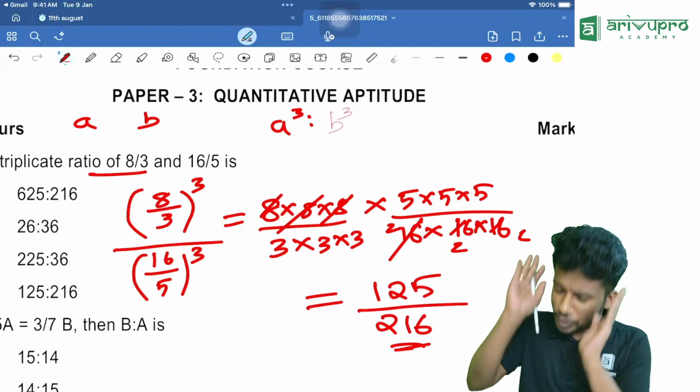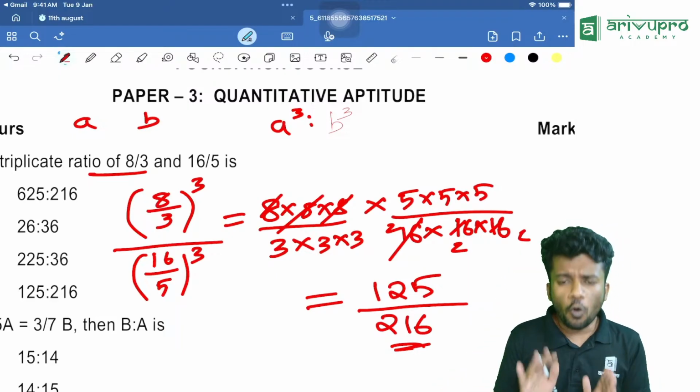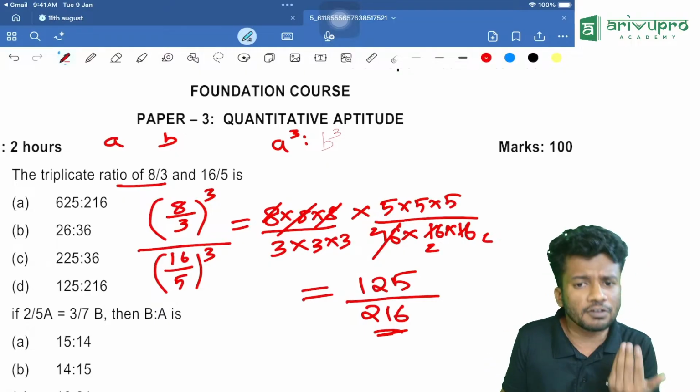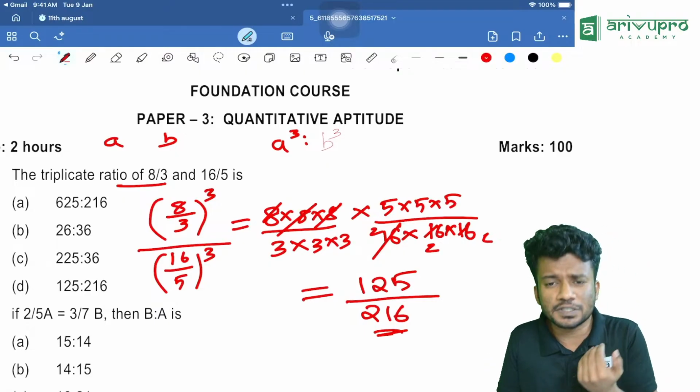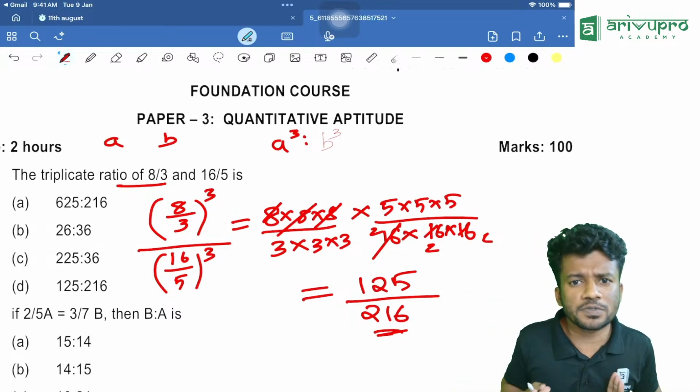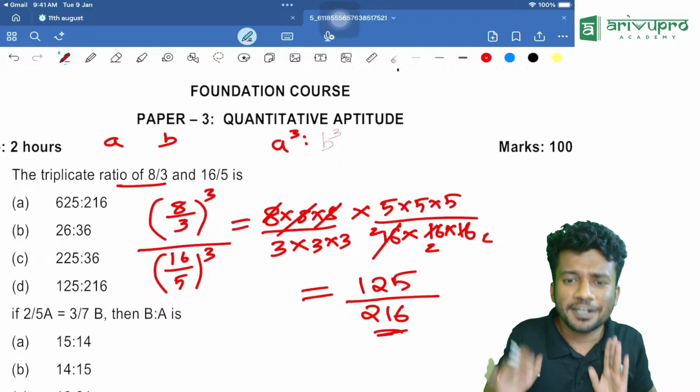This is a conventional method. You can always use your calculator to find the answer. Find the decimal value of 8 by 3, find the decimal value of 16 by 5, then take the cube of both, take the ratio, and option hit. That is also a method you can follow.